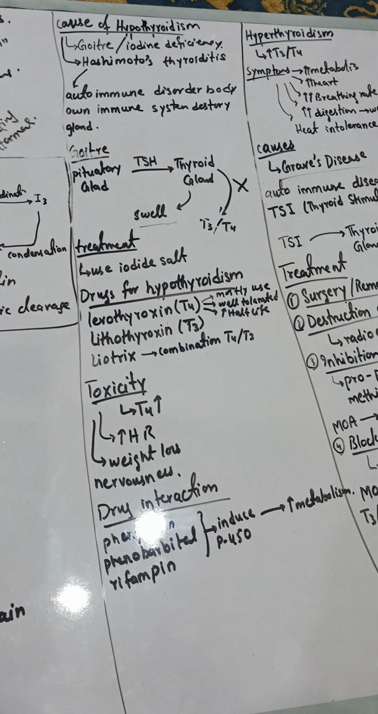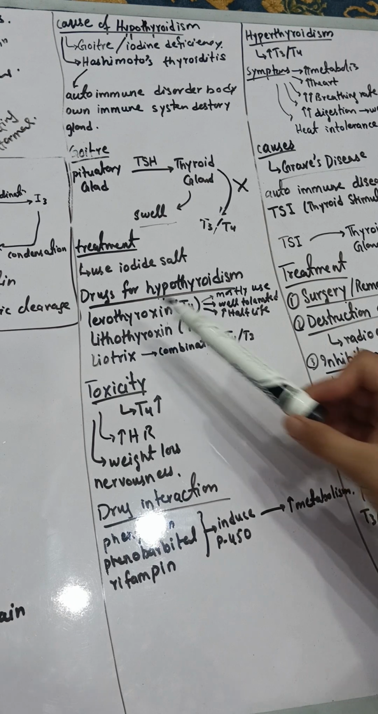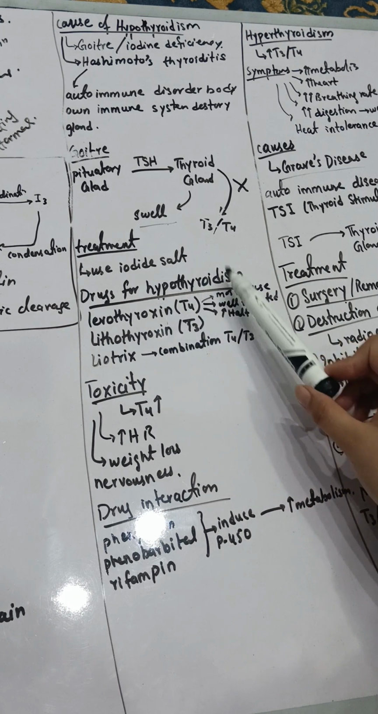So therefore we will tell the patient to eat iodide salt, but not in a very large amount, because if he takes a very high dose, then it will cause other severe diseases like hyperthyroidism. So it should be used in a limit. Then we will discuss the specific drugs which are used for hypothyroidism.